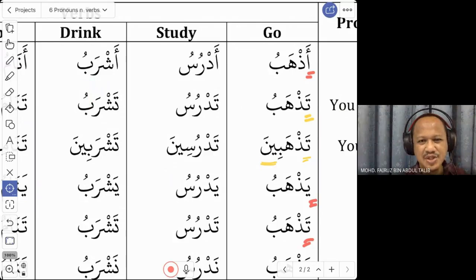Okay, to drink. Ashrab, I drink. Tashrab, you drink. Okay, what about you for female? The same word, tashrab, but you end with in. So it becomes tashrabin. Anti tashrabin. So you can use it with the pronoun, anti tashrabin, or you just say tashrabin.